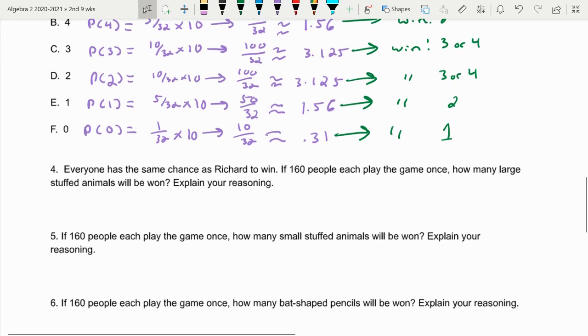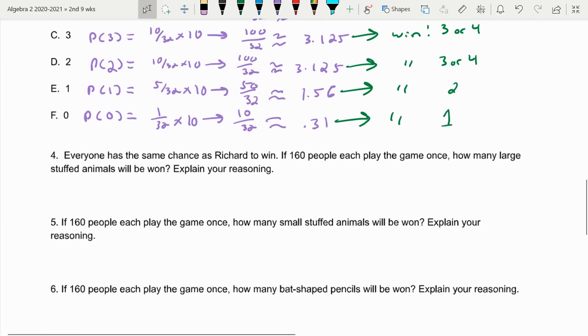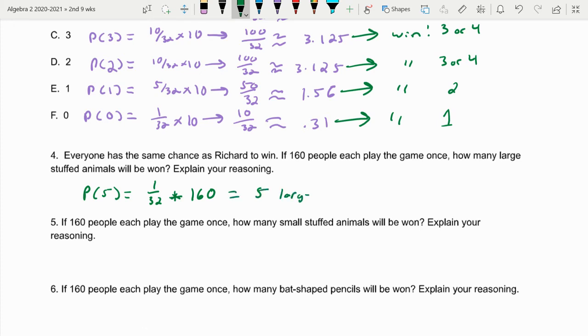Okay, so you look at your rules. To win the big prize, it's a probability of hitting all five of the balls, right? So the probability of five equals, we know that's one out of 32 times how many people are playing, 160, right? And then we equal that, and that's about 5 large stuffed animals.